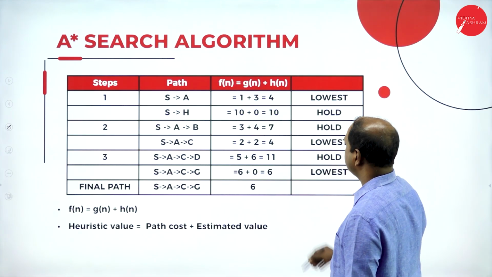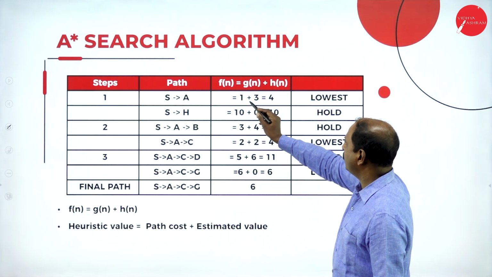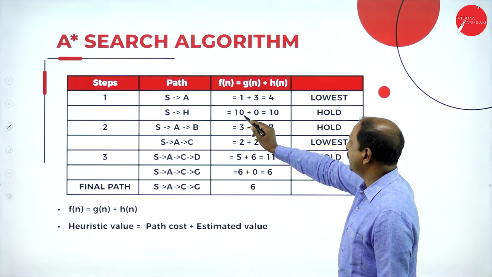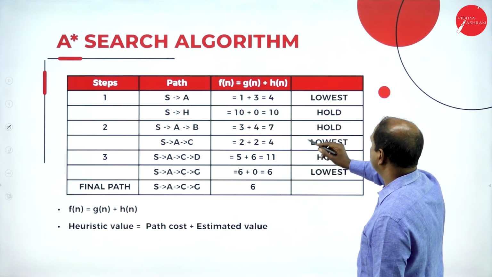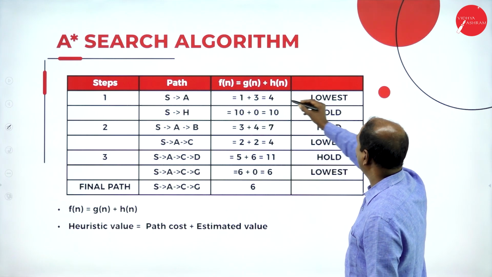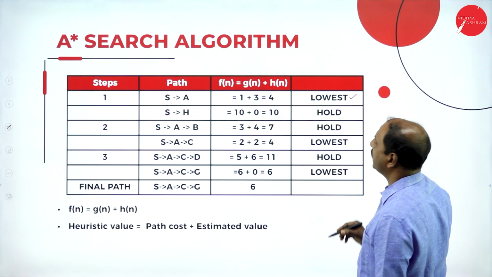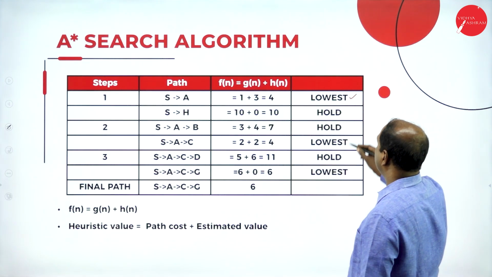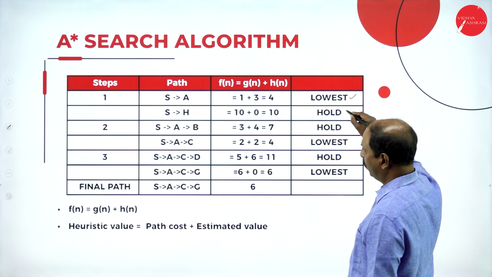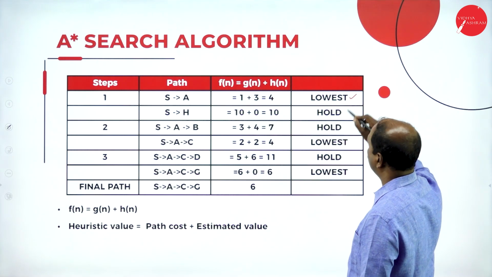By considering this, it is 1 plus 3 equal to 4 and this is 10 plus 0 equal to 10. Out of these two, 4 is the lowest. So we have to select the lowest value, and this value, 10, we have to keep on hold.